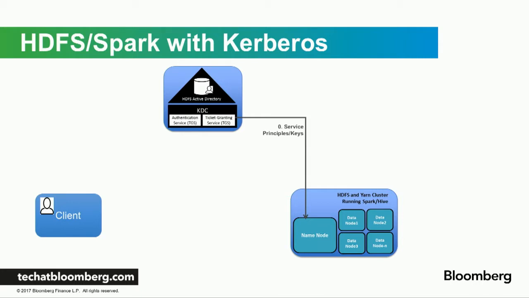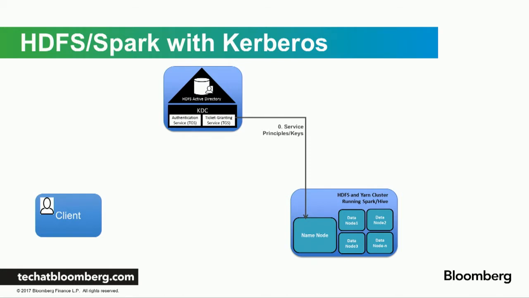During the startup, all the services in the Hadoop cluster talk to KDC and get something called a service principal and keys. These artifacts are used to authenticate any incoming request carrying a service ticket from the same KDC server, and that's how it actually authenticates the client.